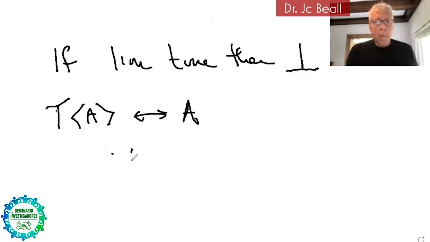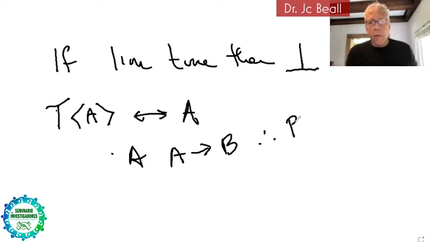So modus ponens is just this argument form. We go from sentence A, a conditional, to the consequent of the conditional, B. So the standard view is that the T biconditional satisfies modus ponens, okay?